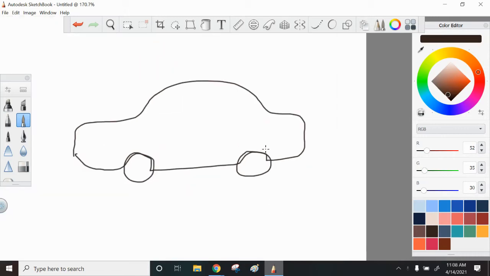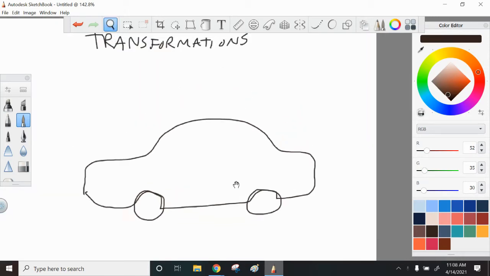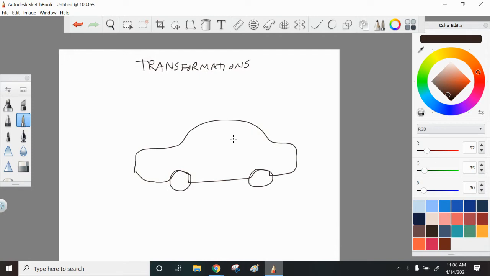Welcome, everybody. We're talking about transformations. Okay, it's been quite the day for those of you that are in class, but we're grinding today, and we're talking about transformations. And as you can see, I've got a piece of paper turned sideways with a car drawn on it. Transformations is our title at the top, and this is probably the strangest start to a math lesson you've seen.